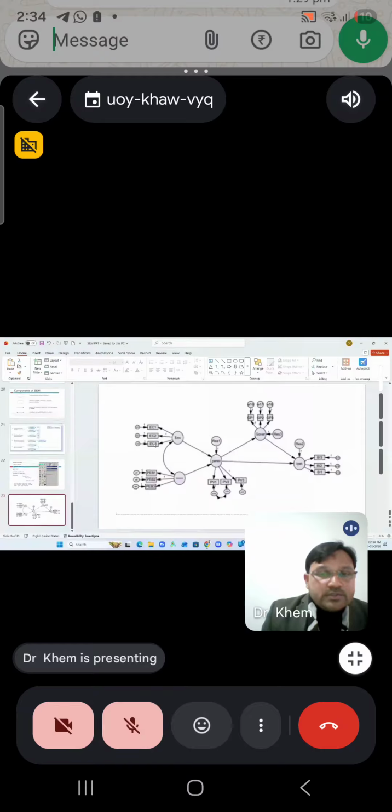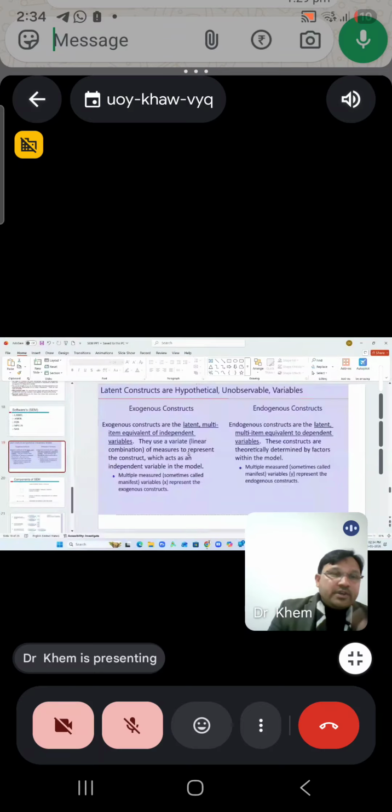So in this part, there are observed variables and unobserved variables. With the help of certain items, we observe and measure these kinds of things. So this is all about these things.